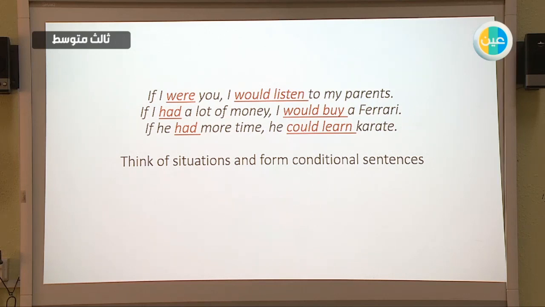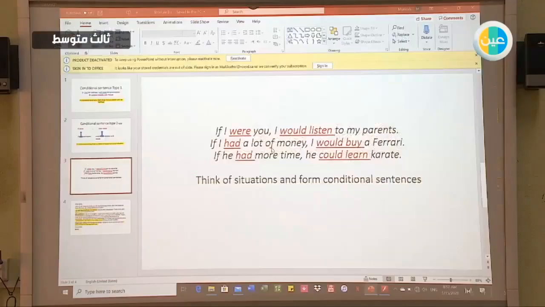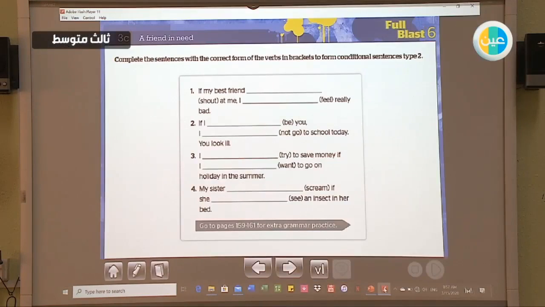Now again, think of a situation at home and use the conditional sentence type 2 for something unlikely to happen or an imaginary situation. Let's go back to the task on page 39. We have here 4 sentences. We're going to use the correct form of the verbs in brackets to make conditional sentences type 2. Let's see the first one. If my best friend shouts at me, I feel really bad.